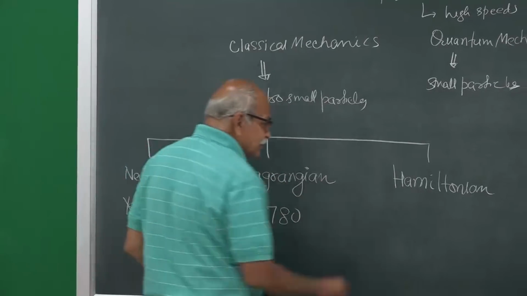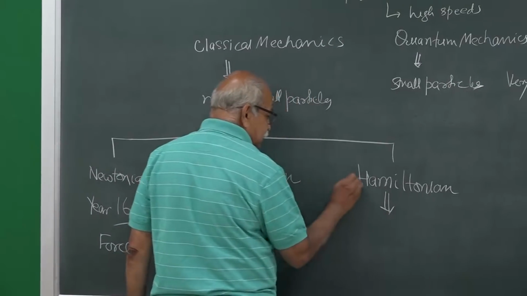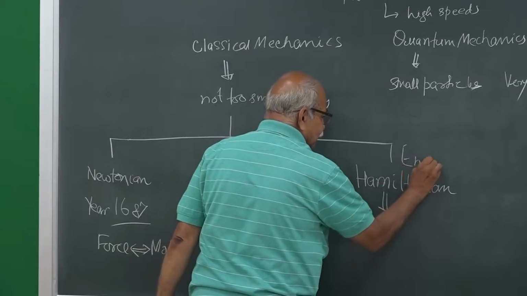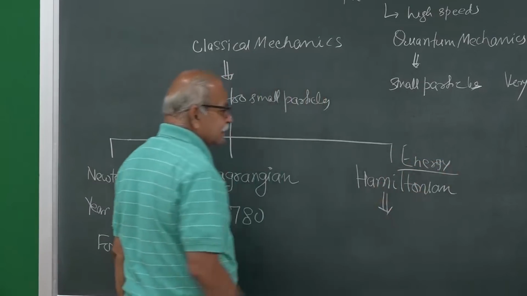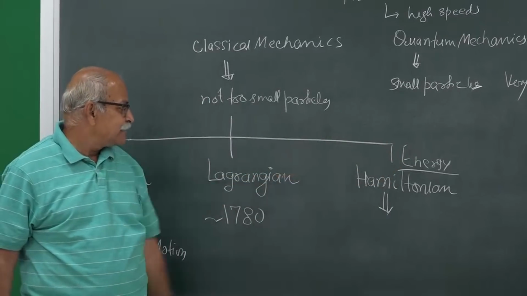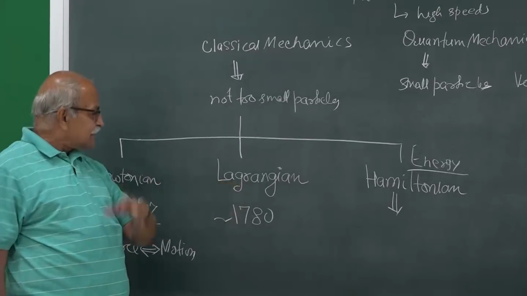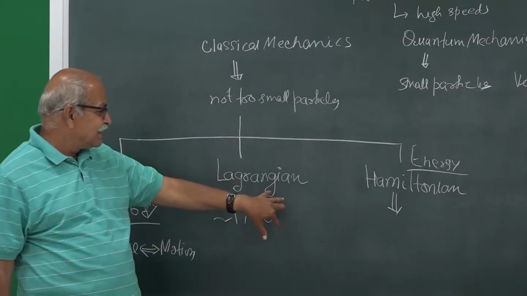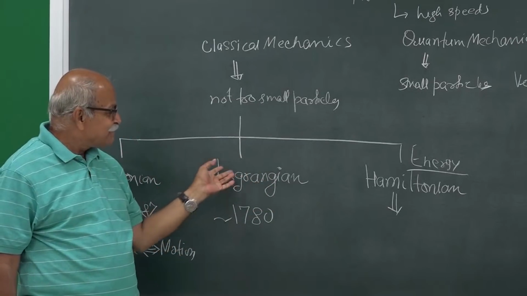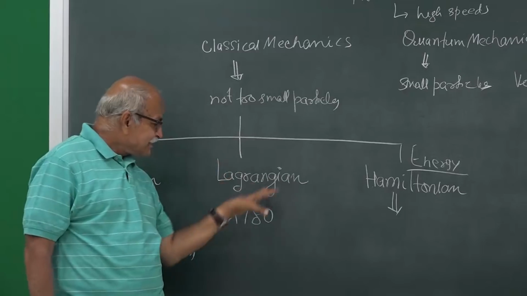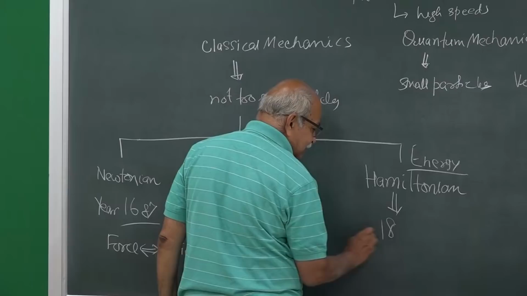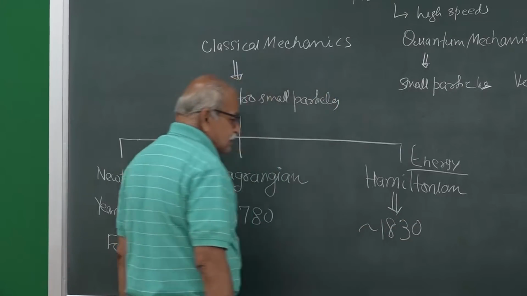The biggest advantage of this Hamiltonian is that the central thing is energy: kinetic energy, potential energy, and some total mechanical energy. That is the central idea. Here the central idea is yet another function called the Lagrangian function, again based on potential energy and kinetic energy, but totally different combinations.